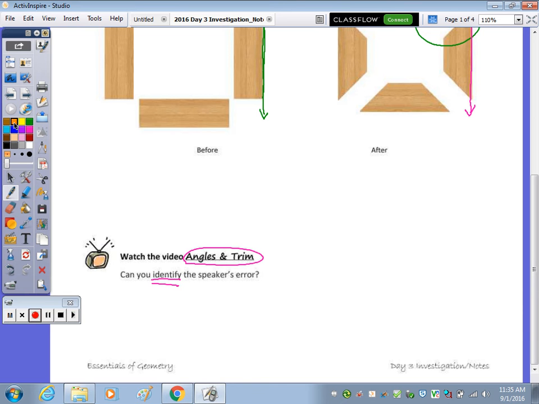Okay, now that you've watched the video, we're going to start now. The error that the speaker made was that the tool that he used to bisect the angle is not called a protractor, but a compass. So the speaker called the tool a protractor when it should be a compass. Okay? Next page.